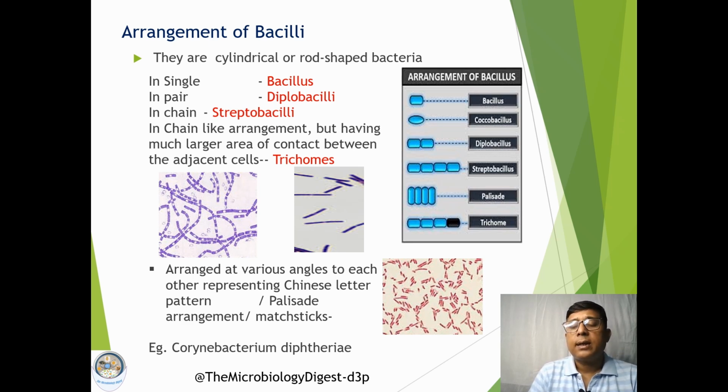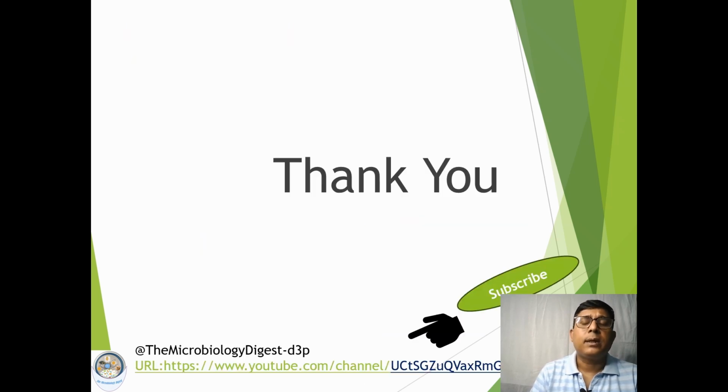Other types of organisms are vibrios, then spirillums or spirochetes. They mostly have individual arrangements, so we will not be discussing them. This is all I wanted to discuss in short about the arrangement, which is very important, because without understanding the bacterial morphology, we cannot go ahead with laboratory work related to bacterial isolation and identification.